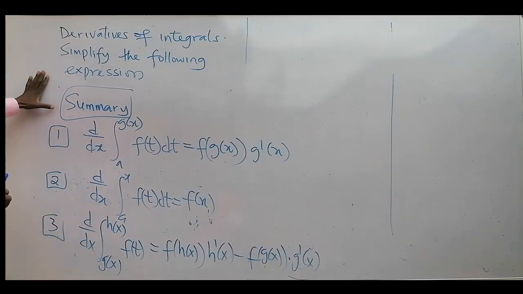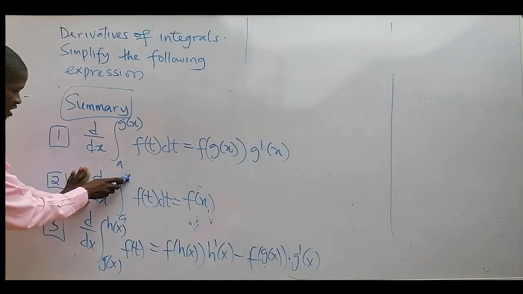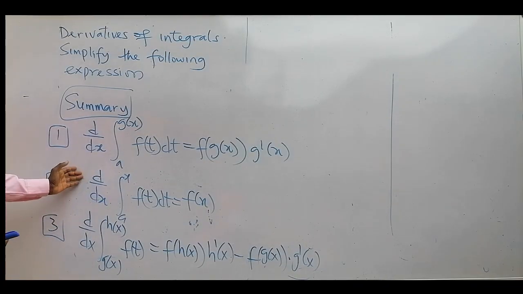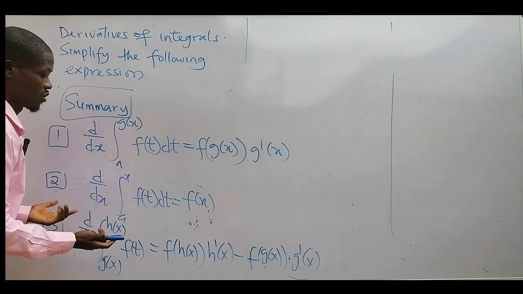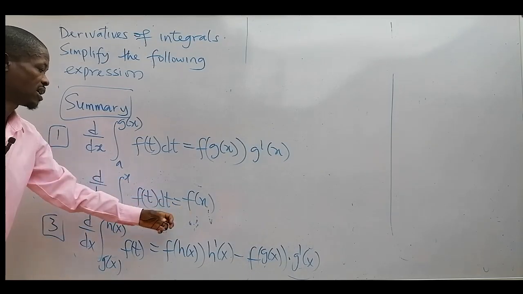To summarize the derivative of this second one, we've said that what is here and what is here must be the same thing. Once they're the same thing, we just substitute for your t. Anywhere you see t, you put x there. And that's that.